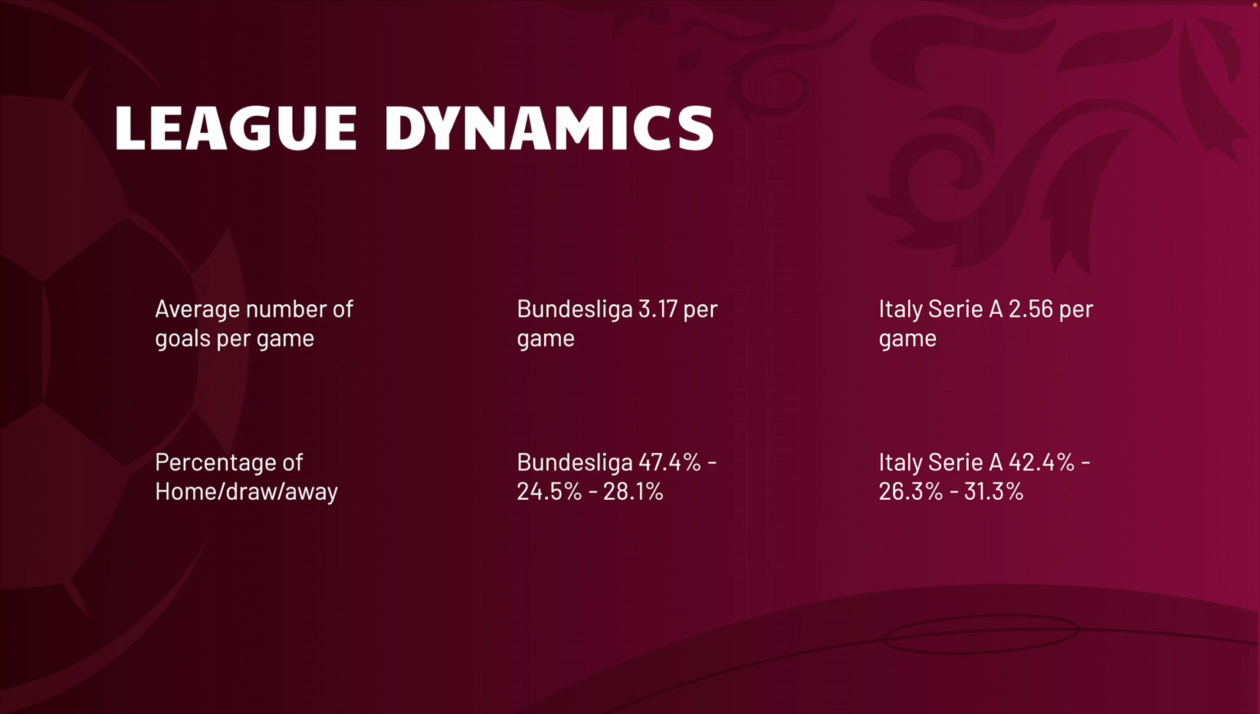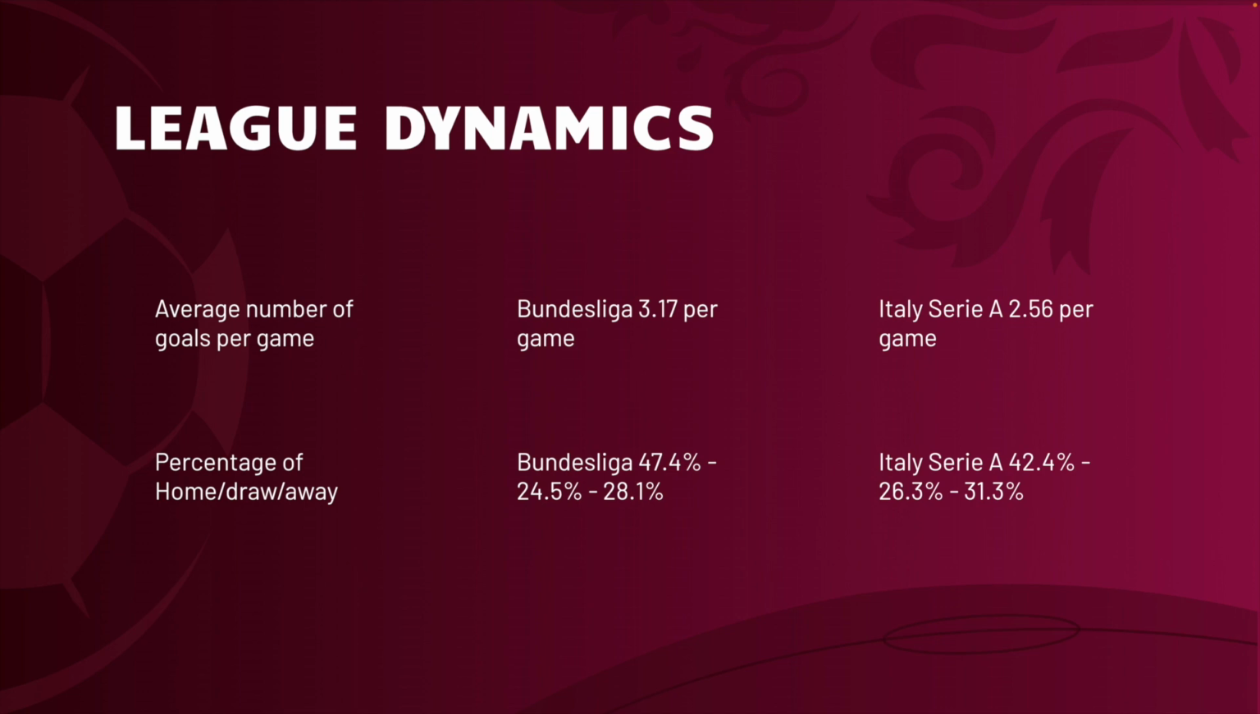Now, another big factor is the league dynamics. It's very important that you understand the different leagues in Europe, if that's where you're betting. So I'm going to give you a couple of examples here. The average number of goals per game in the German Bundesliga is 3.17, whereas in Italy's Serie A, it's just 2.56. So you can imagine a lot more games are going to be over 2.5 goals in the Bundesliga. But of course, the bookmakers know that too. This is something that we need to stay abreast of. Try to get an understanding of what to expect from each league.